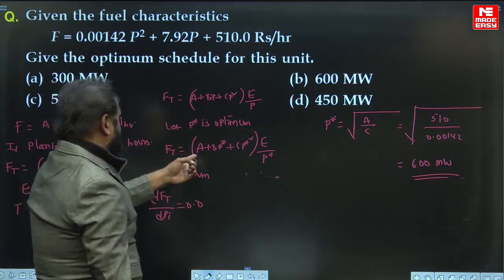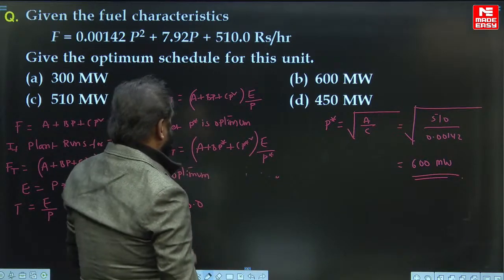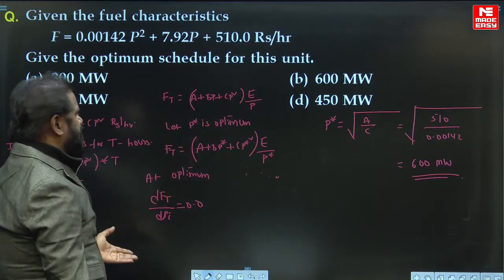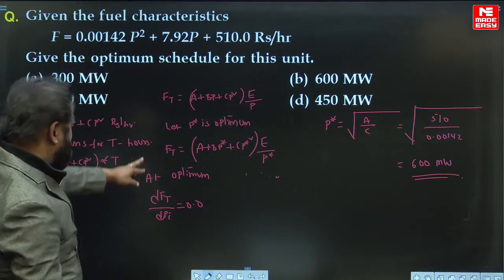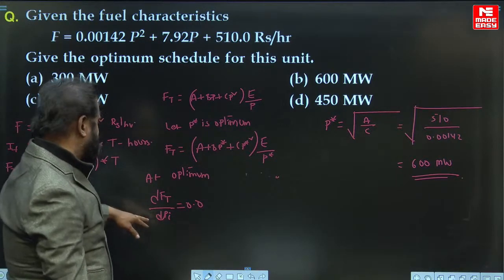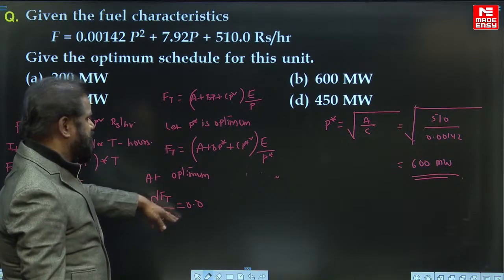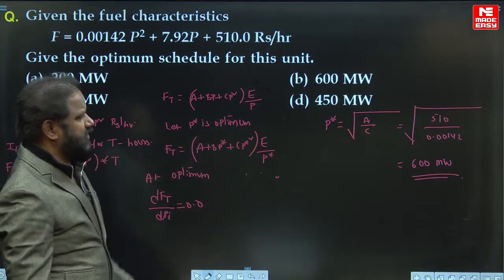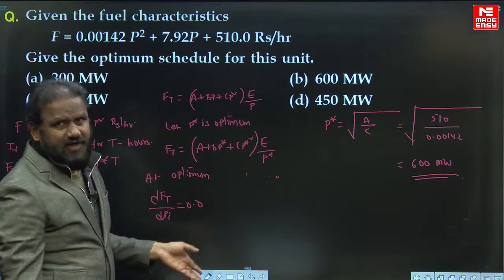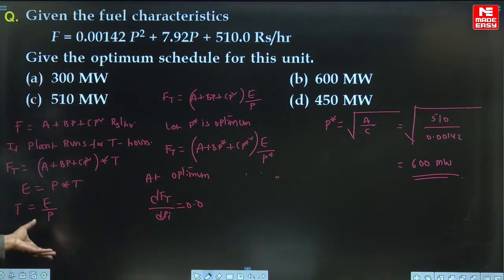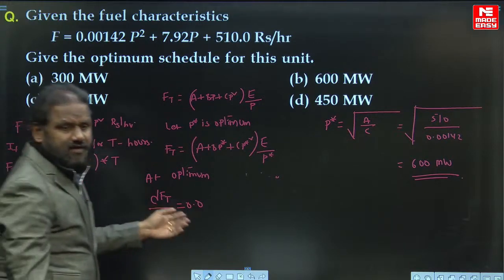So if you work this out, you get minus AE by P square equals CE. Limited space is there, that is the reason. If you manipulate this, you will get P star equals root over A by C. If you know that formula, you can get it directly. Otherwise, to derive this, you have to make much more use of your mind.